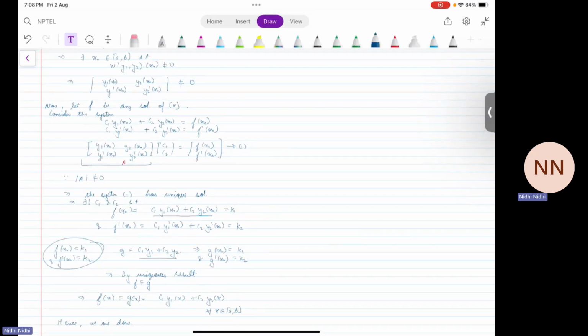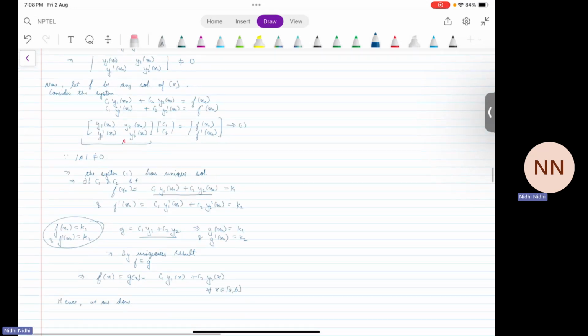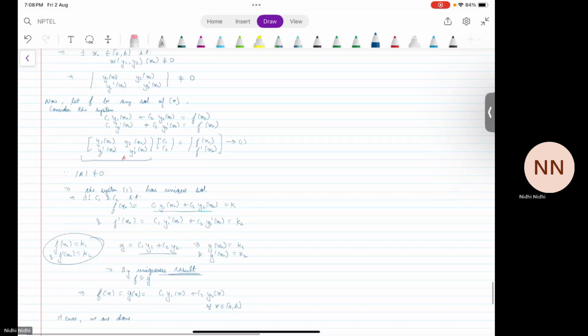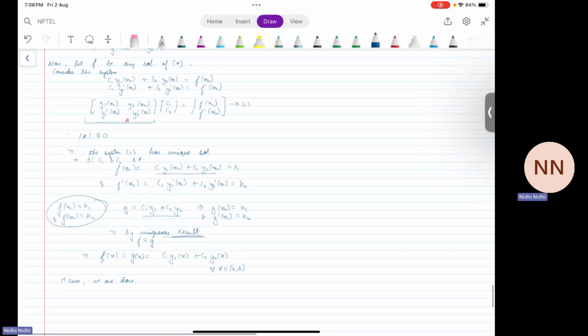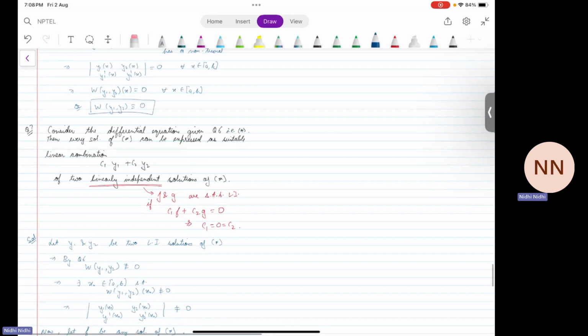So the main important result here was the uniqueness result. The uniqueness result states that there exists one and only one solution to the second order linear homogeneous differential equation satisfying g x naught equal to k1 and g dash x naught equal to k2. And hence we get that any solution of star can be found using two linearly independent solutions.